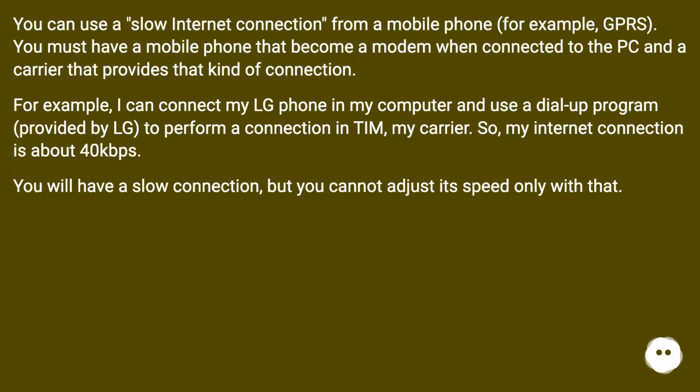You can use a slow internet connection from a mobile phone, for example, GPRS. You must have a mobile phone that becomes a modem when connected to the PC and a carrier that provides that kind of connection. For example, I can connect my LG phone in my computer and use a dial-up program provided by LG to perform a connection in TIM, my carrier. So, my internet connection is about 40 kbps. You will have a slow connection, but you cannot adjust its speed only with that.